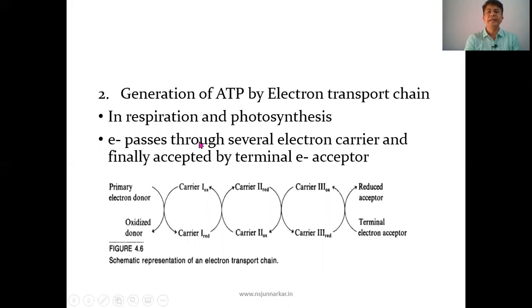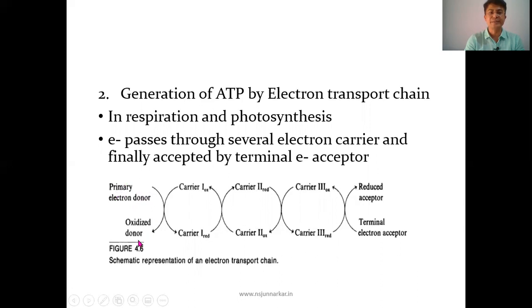Generation of ATP by the electron transport chain occurs during oxidative phosphorylation, which occurs in case of respiration, that is aerobic respiration or anaerobic respiration, and the electron transport chain also operates during the photophosphorylation process, that is during photosynthesis. Here, in the electron transport chain, the electron passes through several electron carriers and finally is accepted by the terminal electron acceptor. So here you can see that a primary electron donor serves as the energy source.